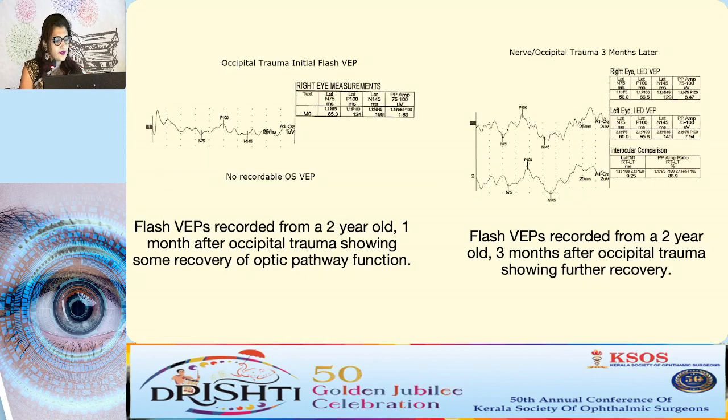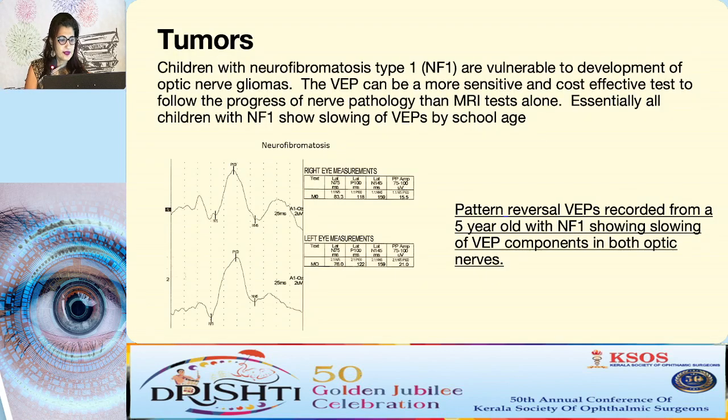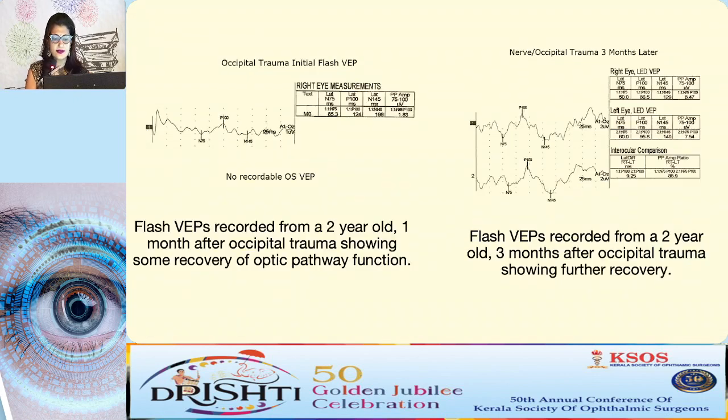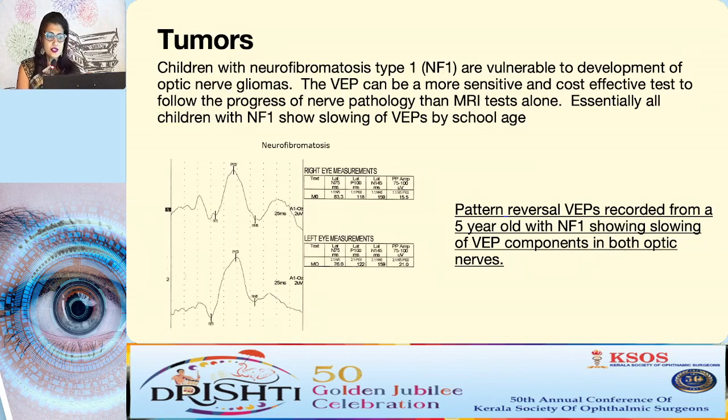Flash VEPs 1 month after occipital trauma show some recovery, whereas the earlier one had none at all. Now you can see that there is some amount of waves coming, and then 3 months after there is further recovery. In patients with neurofibromatosis type 1 who have optic nerve gliomas, again VEP is a sensitive test for follow-up. Many of the time we do not intervene, and we look at visual acuity and visual fields ideally, but sometimes with children you cannot look at visual fields and visual acuity. Because of that, the VEP follow-up is very important, because sometimes we finally intervene when the VEP is significantly showing changes over time.